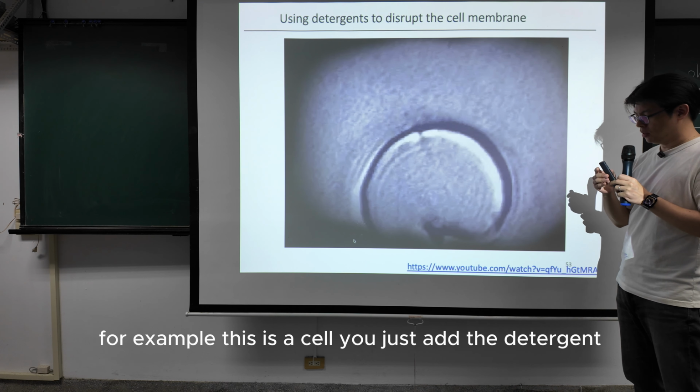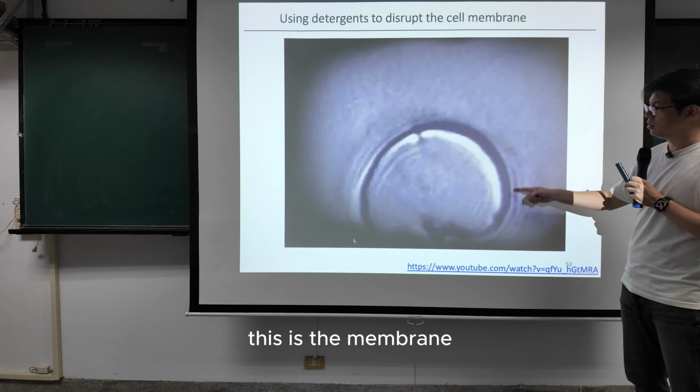Okay, for example, this is a cell. You just add the detergent. This is the membrane. You will see that within 5 seconds of adding the detergent, it can disrupt the membrane. That is why we can use soap to wash our hands and clean off pathogens and viruses, because we damage their membrane. Okay, they cannot survive without the membrane. So all these chemicals, detergents, are amphipathic.